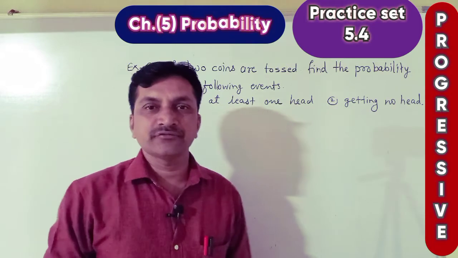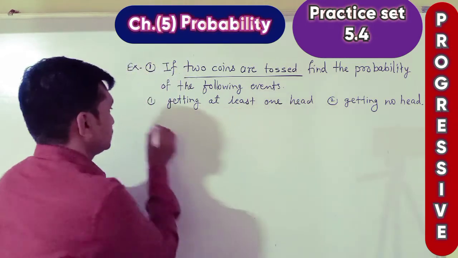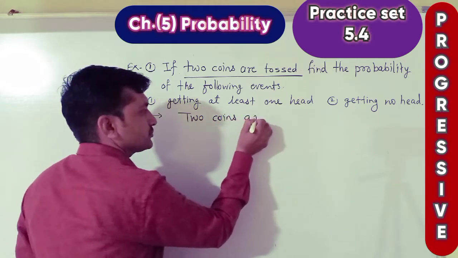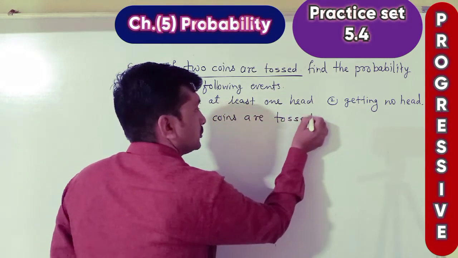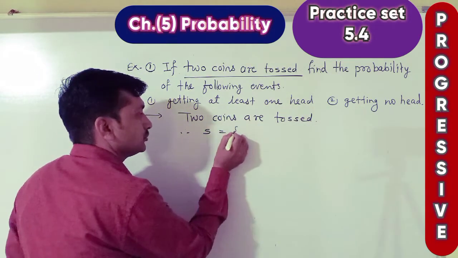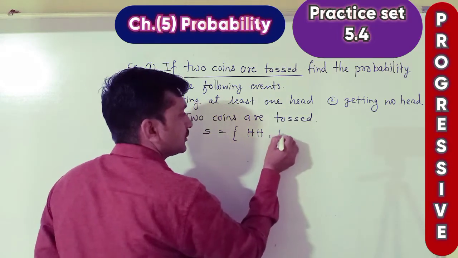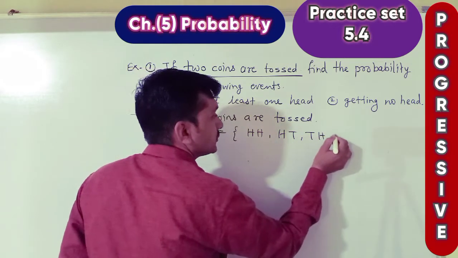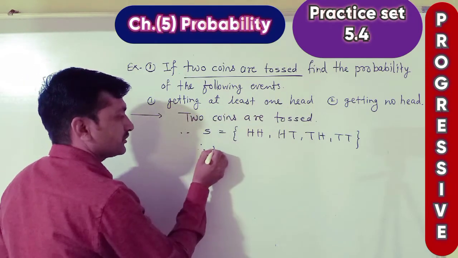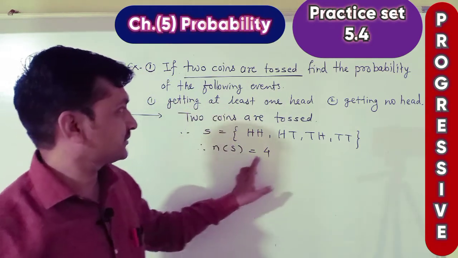Example number 1 of practice set 5.4: if two coins are tossed. This is a random experiment. Now if two coins are tossed, we know the sample space. Therefore S is equal to HH first, then HT, then TH and last TT. This is the sample space if two coins are tossed. Therefore NS is equal to 4, the number of sample points.